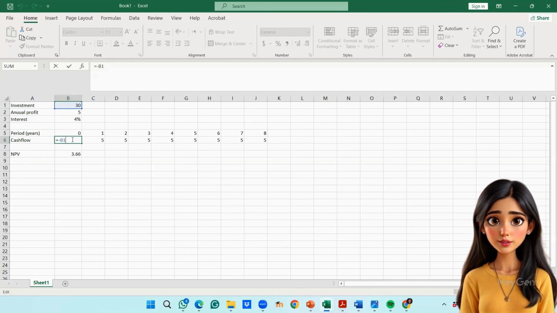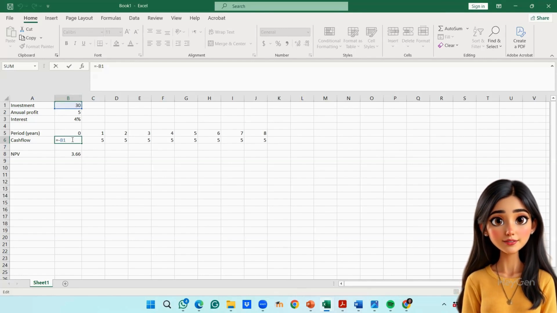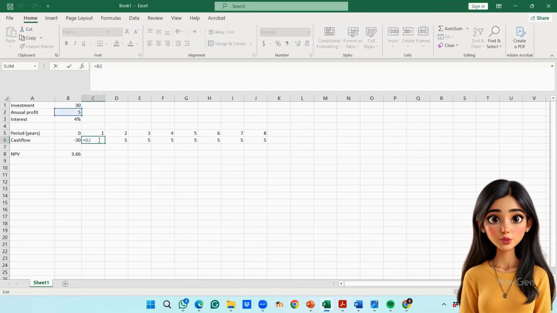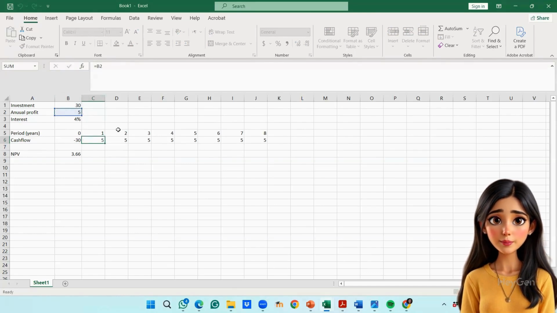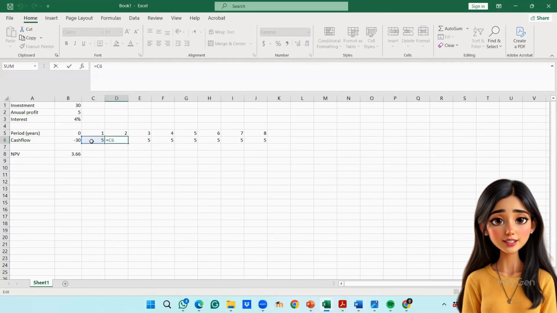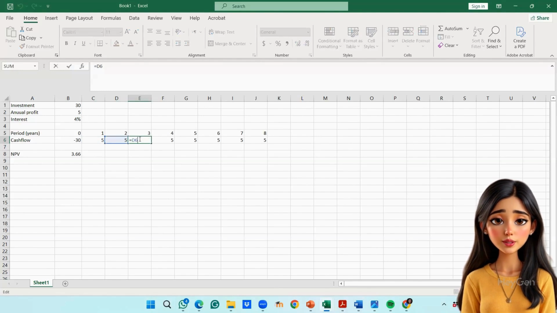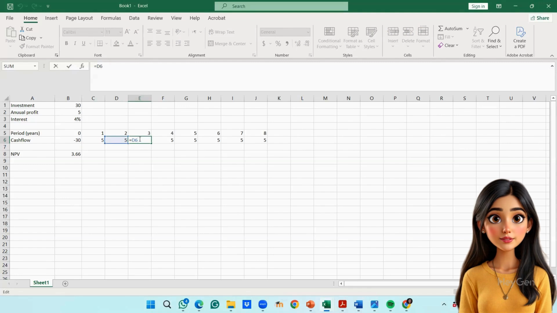Starting from year 1, though, I'm expecting a positive cash flow of $5, which represents my annual profit. And every single year after that, right up until year 8, I'll continue to have a positive cash flow of $5. That's exactly what I've built into the spreadsheet. All the formulas are linked so that every single year shows that same positive amount.